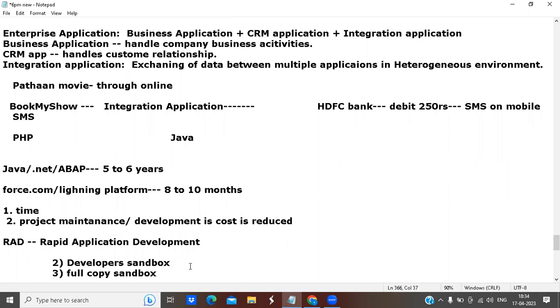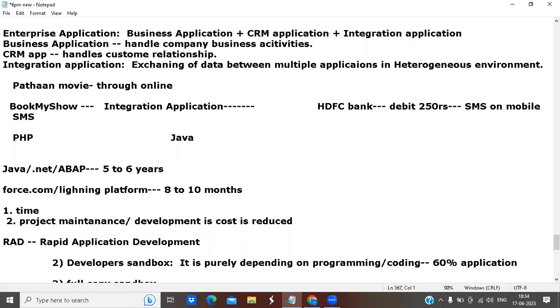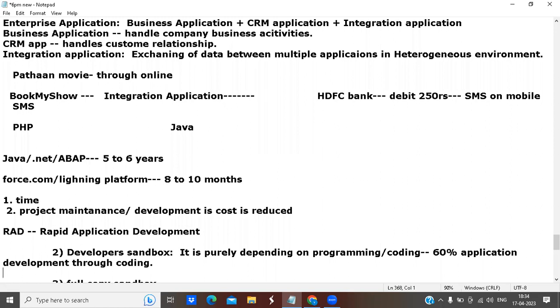And coming to the developer sandbox, the developer sandbox purely depends on programming, or coding. I can say 60% of application development. Do you understand the point here, guys?